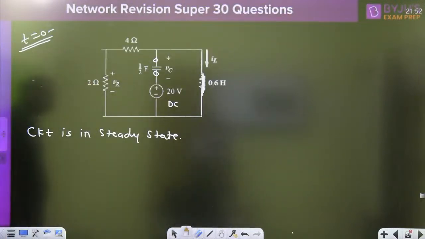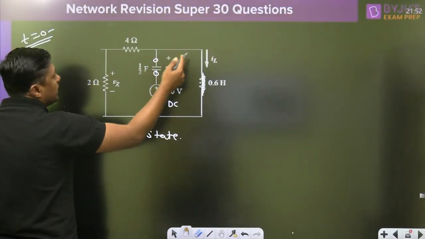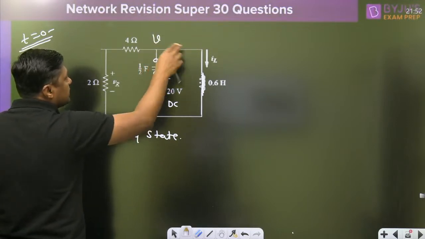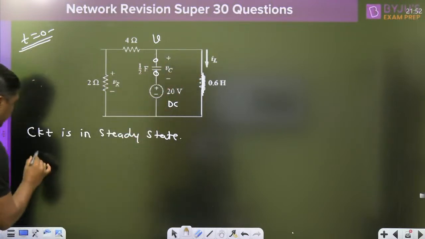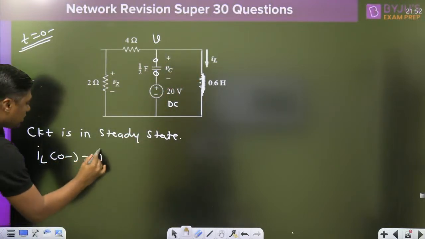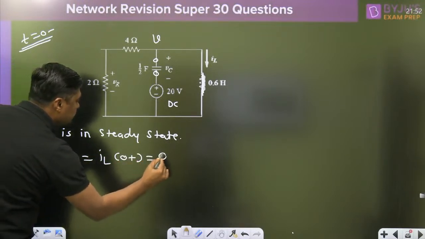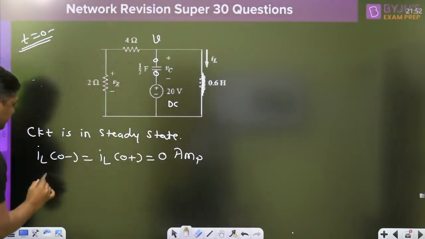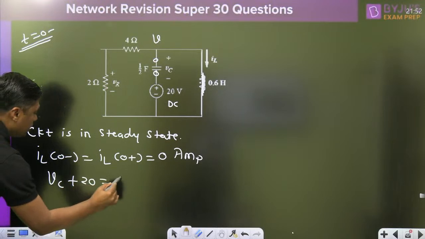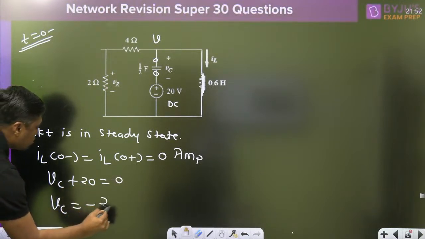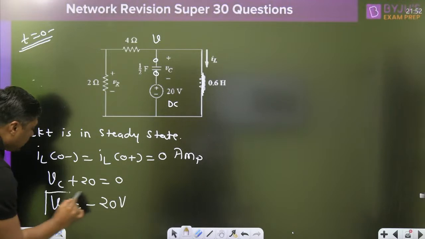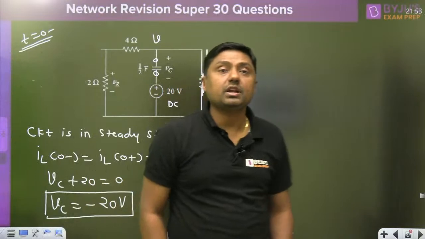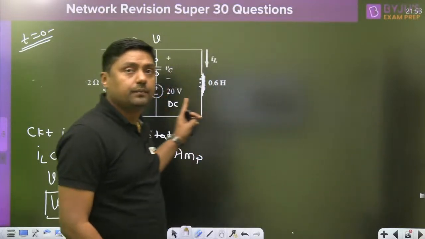So what is the current through the inductor? Write down the voltage at this point. Because this acts as open circuit, there is no branch, so IL at 0 negative is equal to IL at 0 positive, which is 0 ampere, the initial current. And VC plus 20 is equal to 0, so VC is equal to minus 20 volt. That is the initial voltage across the capacitor and the inductor. I think this is clear to everyone.